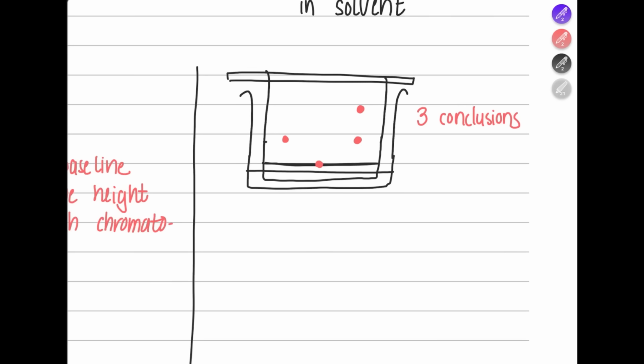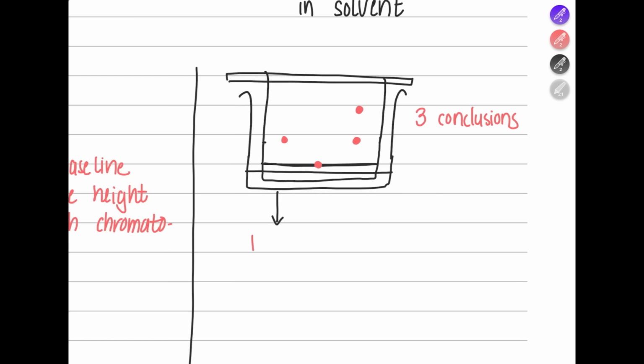Alright, now we have another example of chromatography. Can you conclude 3 points from this experiment? Okay, so let's look at the first one. The first one has only one spot. This shows that this was a pure substance. It was only made up of one substance.